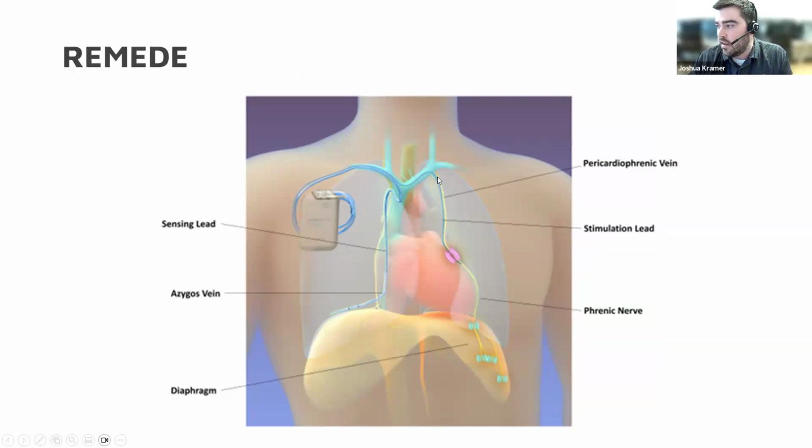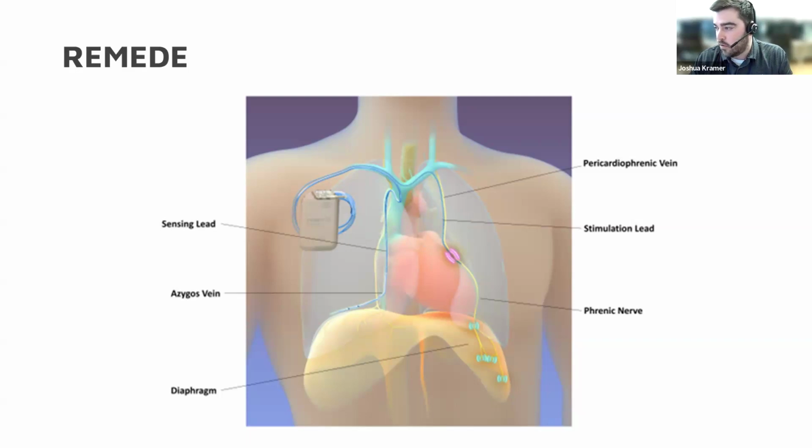They place a lead down other veins that run contiguously next to the phrenic nerve. So this will be the left side, this will be the right side. And they actually stimulate the nerve from the vein. So there's no actual surgery that attaches the nerve stimulator to the nerve directly, but rather stimulating it from the vein, since it's running so close to the nerve itself, to stimulate the diaphragm to contract, to mimic the breathing motion to help with central sleep apnea.